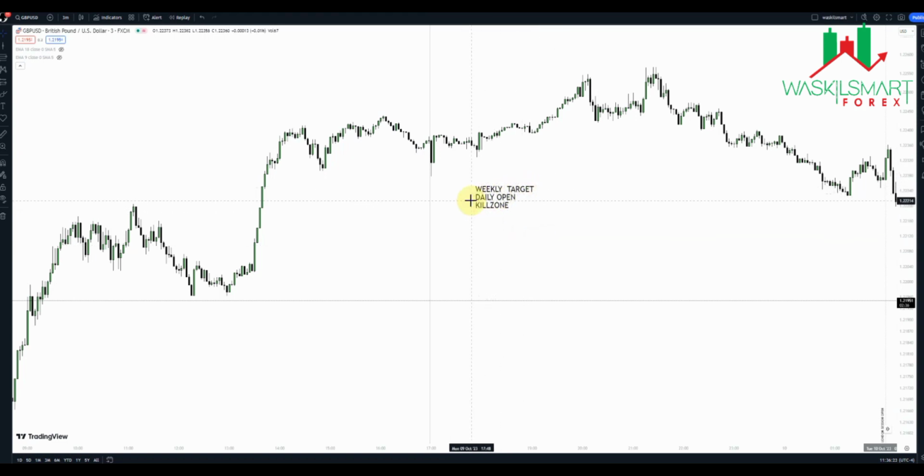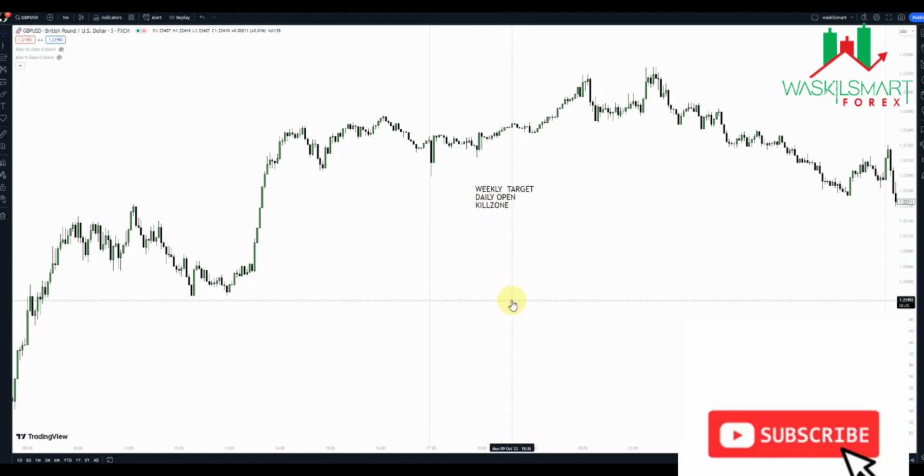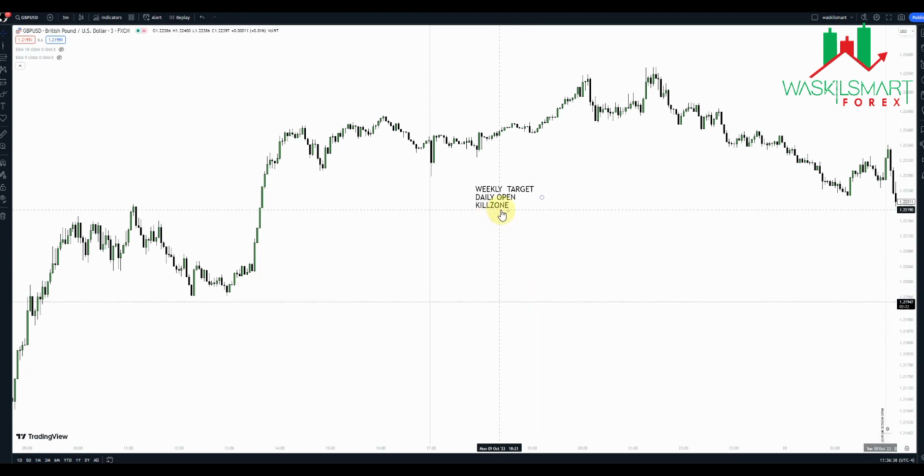The three things we'll be using today are the weekly target, the daily open, and the Q zone. If you have been following me for so long, I don't need to explain what a Q zone is. For the daily open, you just need to demarcate where the day started from. Go down to your daily chart, and you can see it's kind of visible. Check your daily open.